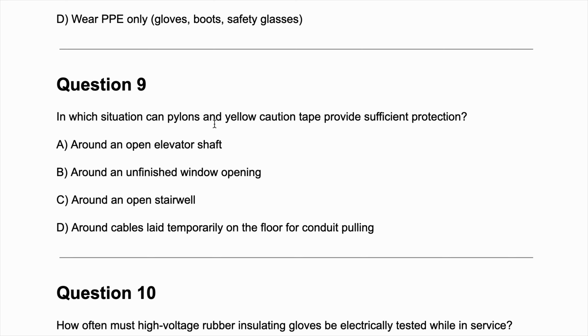In which situation can pylon and yellow caution tape provide sufficient protection? So we need pylon and yellow caution tape around an open elevator shaft, around an unfinished window opening, around open stairwells, no. All of these, no. Around cables laid temporarily on the floor for conduit pulling. Yeah, this one is the correct one.